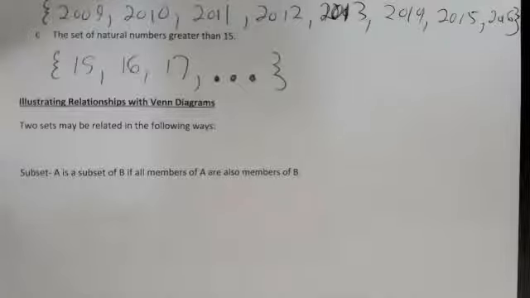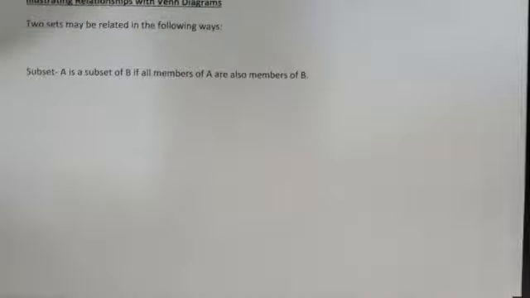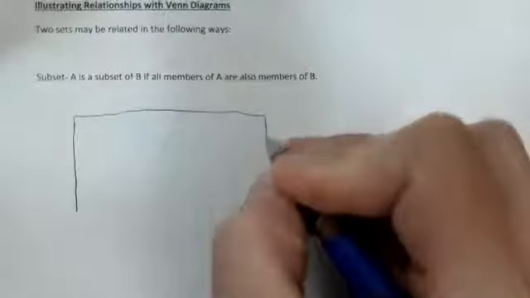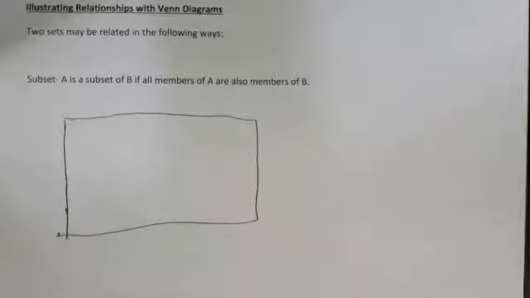Two sets may be related in the following way. We talked about sets. Now we want to talk about how they may be related. So we're going to start drawing some Venn diagrams. Some messages about how to draw Venn diagrams: most people start by drawing the box. We want to draw a box. They call this the universe. This is going to represent everything out there.